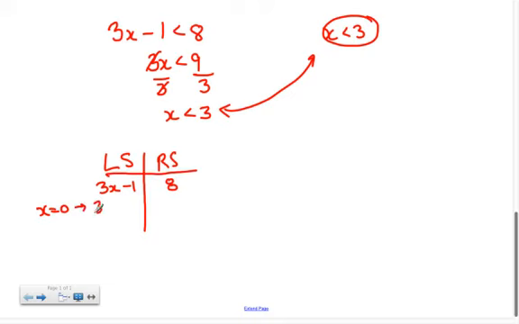If I sub in x equals 0, the left-hand side is 3 times 0 minus 1, which turns out to be 0 minus 1, which is negative 1. And is it true that negative 1 is less than 8? It is true. So therefore, we know that the inequality solution that we figured out is true.